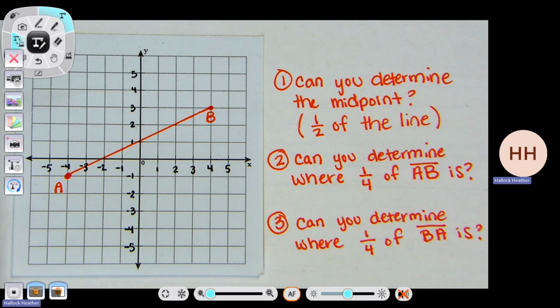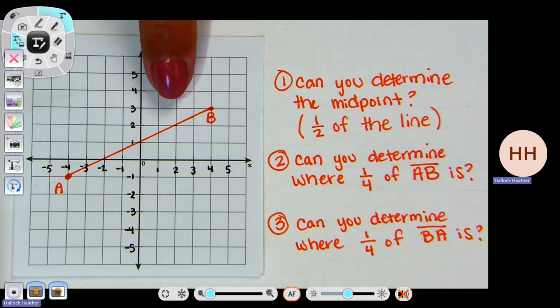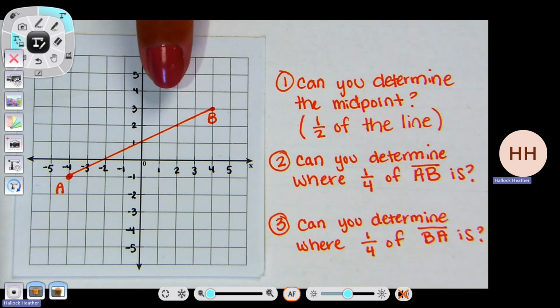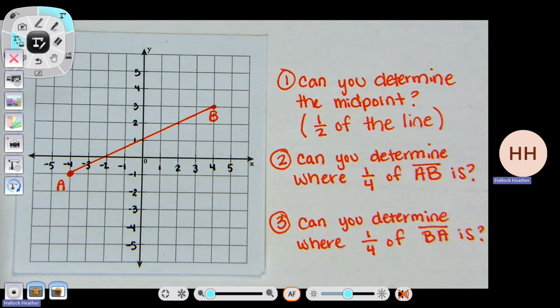What about if I want to go 1/4 of the way from B to A? Where would that fall? At 2, 2. 2, 2 right here would technically be 3/4 of the way if I started at A and went to B. But if I start at B and go to A like it asks for, 1/4 of the way would be right here. This is technically called partitioning.